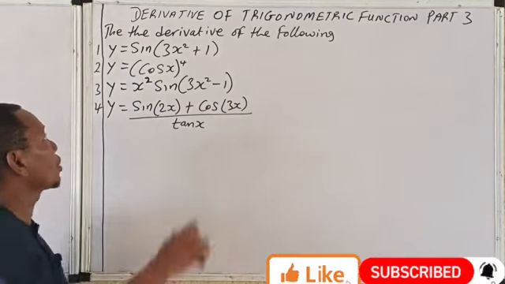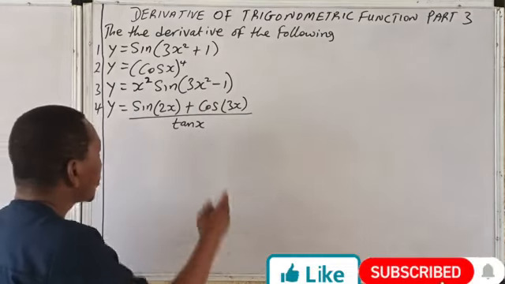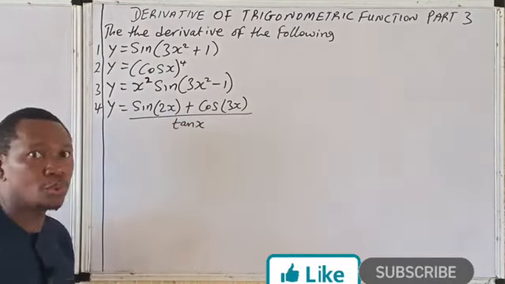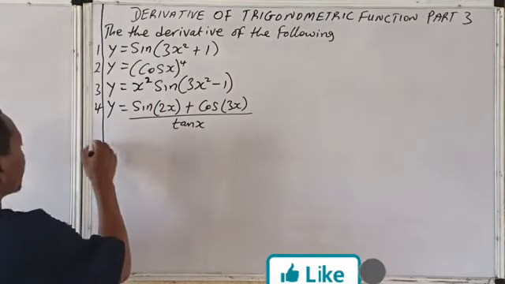Now, for questions 1 and 2, we apply the chain rule. For question 3, we apply the chain rule and the product rule. We definitely know that this one means the quotient rule, right? So let's solve the first question.